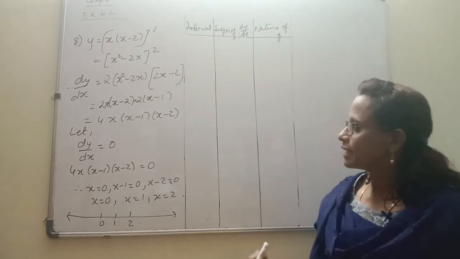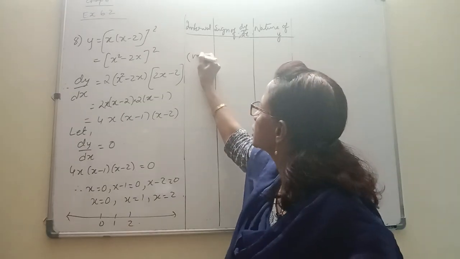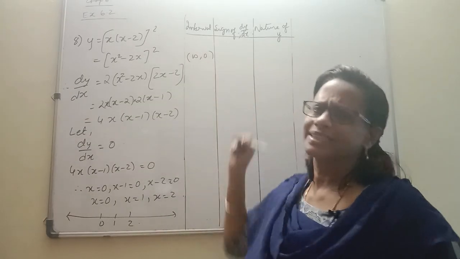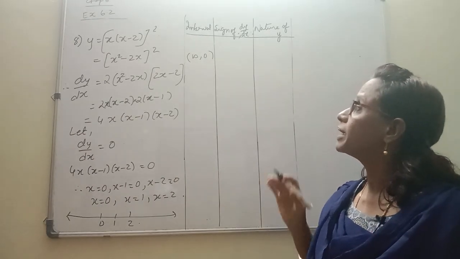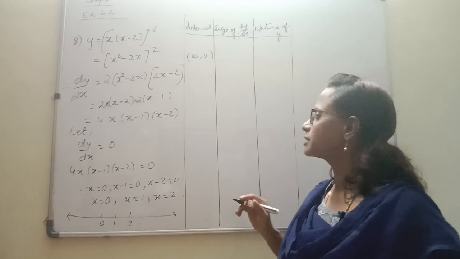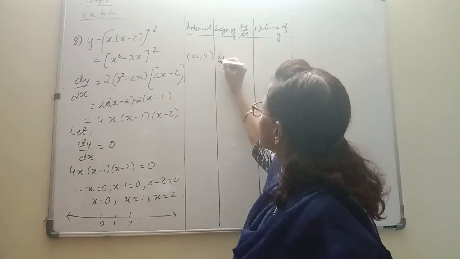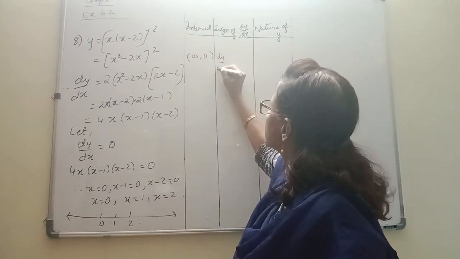Let's have our first interval. It is from minus infinity to 0. Let's take any ideal point, 1 or something like that. Sorry, minus 1 or something like that. So let's have minus 1, dy by dx at minus 1.